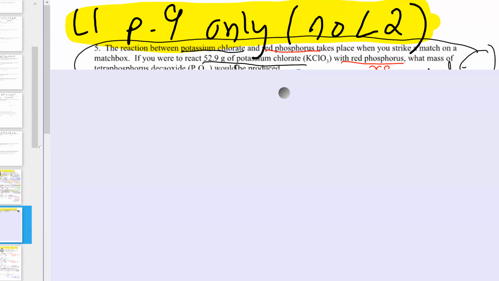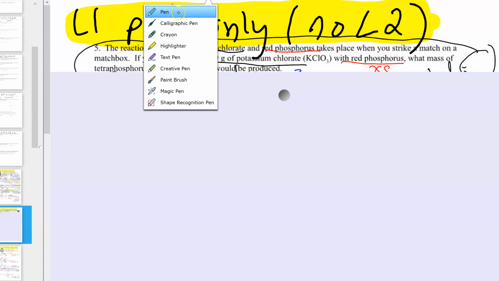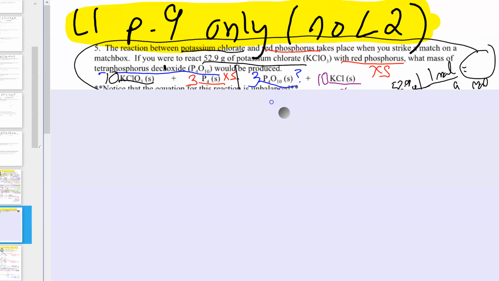So the first problem says, the reaction between potassium chlorate and red phosphorus takes place when you strike a match on a matchbox. If you were to react 52.9 grams of potassium chlorate with red phosphorus, what mass of tetraphosphorus decoxide would be produced? Now there's a typo there, it should just be decoxide. Okay, so let's go through and look at our Bca table.